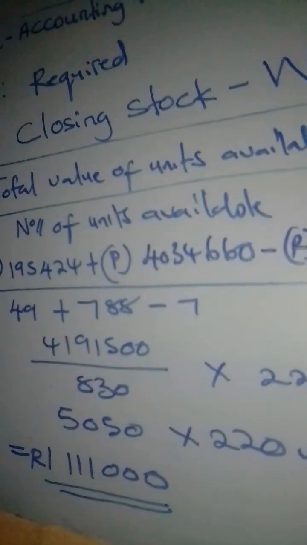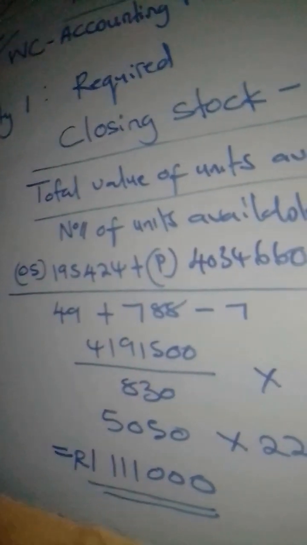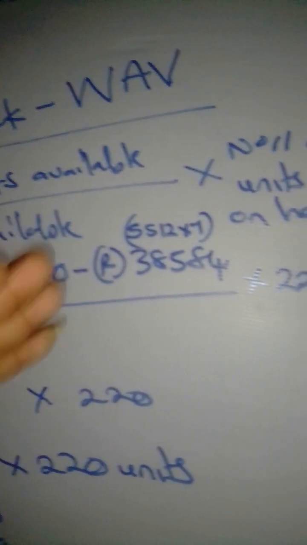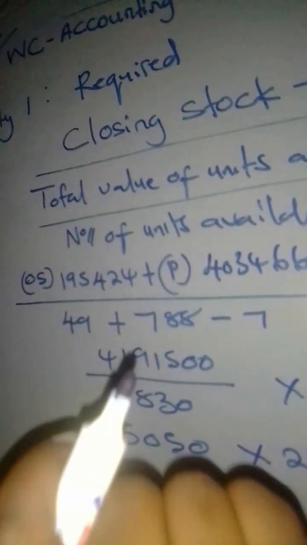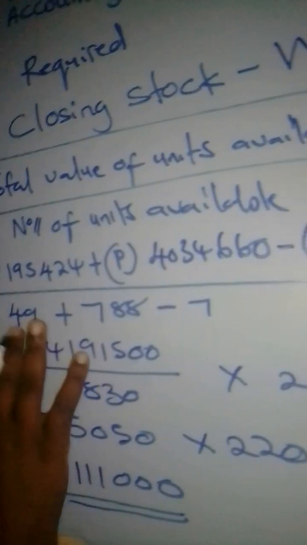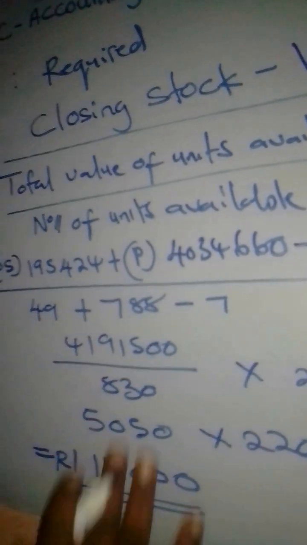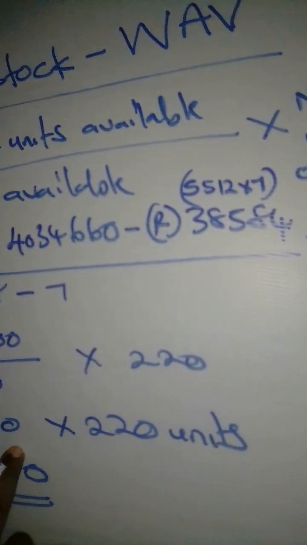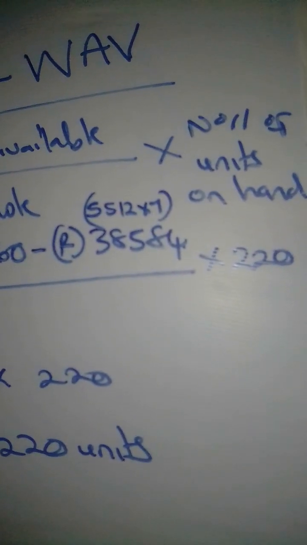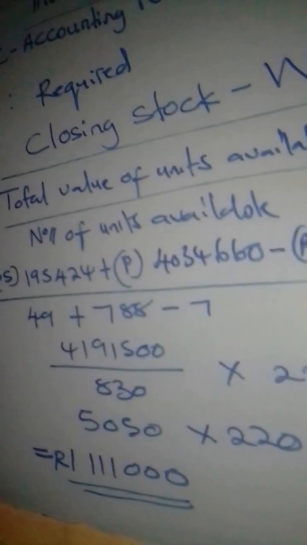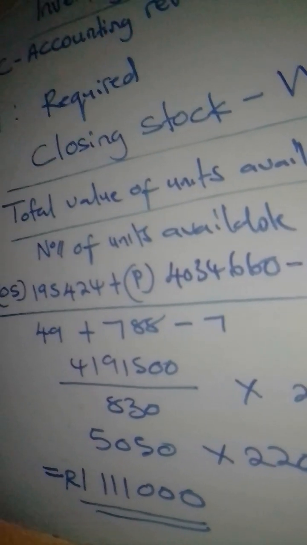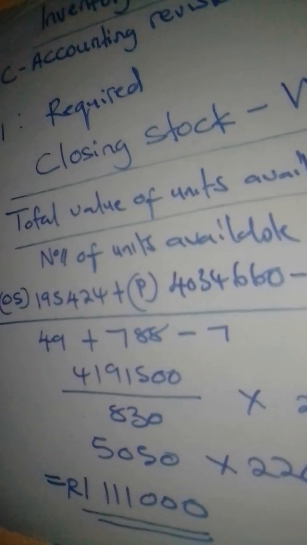So the formula is straightforward. You calculate the total value of units that are available. You divide by the number of units available, times the number of units on hand. Opening stock with purchases and with returns, and you do the same for the number of units, and then you divide to find the average price, which is 5,050. When you get your average price, you multiply by the number of units on hand, which will give you 1,111,000. This is our closing stock using the weighted average method.